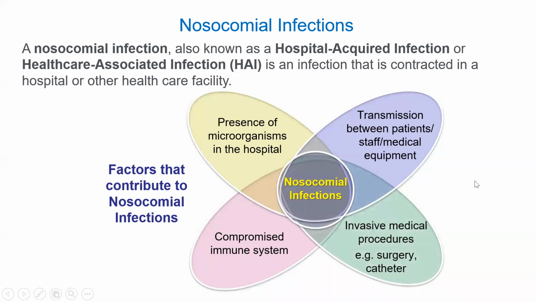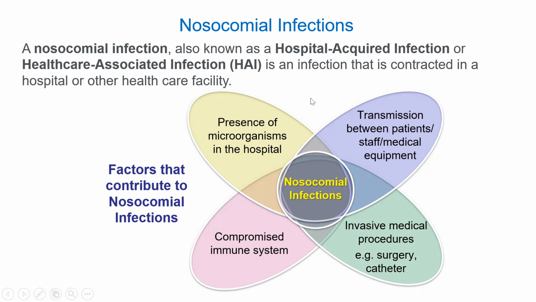The last one is just some of the procedures, right? Catheters are a big deal, right? Hospitals use them all the time, and that's a bladder infection just waiting to happen. It really is, right? And that's a big one. But other invasive procedures, surgeries, all those kind of things are potential opportunities for pathogens to get introduced to somebody's tissues, right?